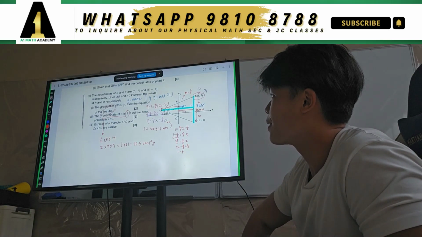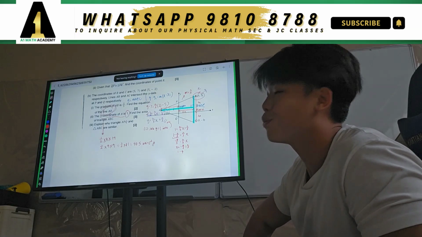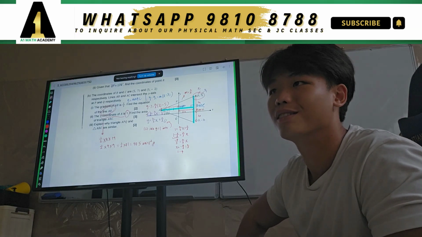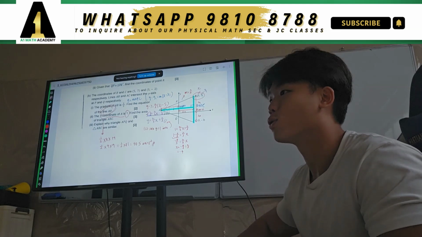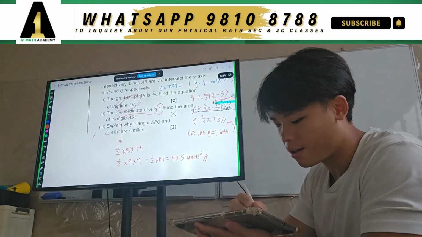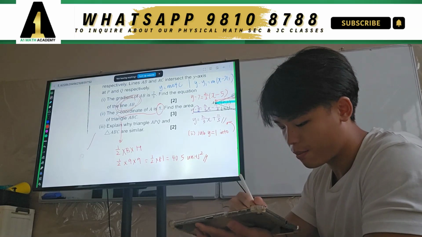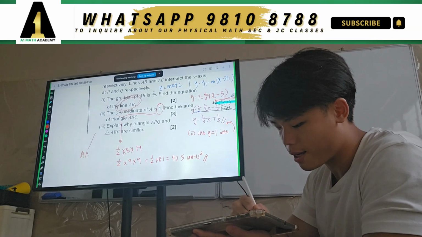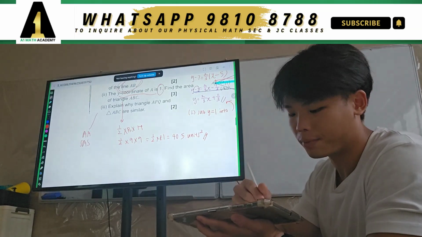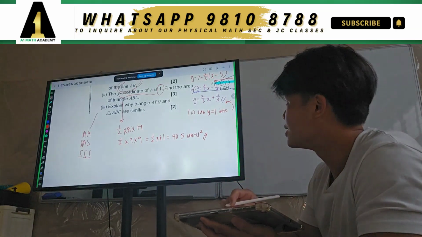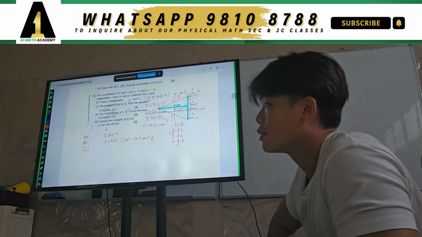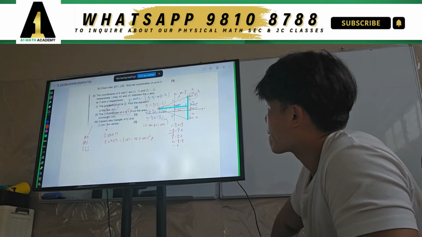Part triple I. What are the ways to do this? How do you prove that two triangles are similar? What's the different test you can use? You can use AA, SAS, SSS. So what's the easiest way to do this for triangles ABQ and ABC? SSS or SAS?